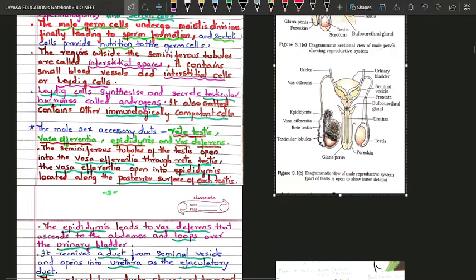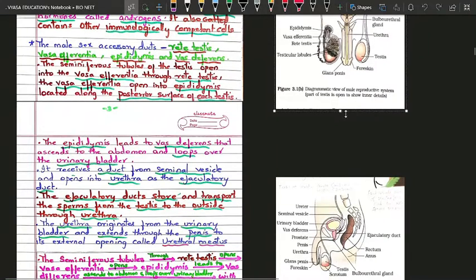So what gets ejaculated? The semen gets ejaculated. Okay. Right. The ejaculatory duct stores and transports the sperm from the testis to the outside through the urethra. So finally, the sperms, they just come out in the form of semen through the urethra.